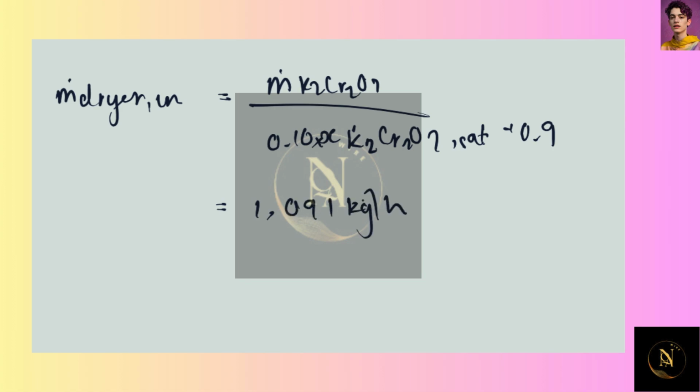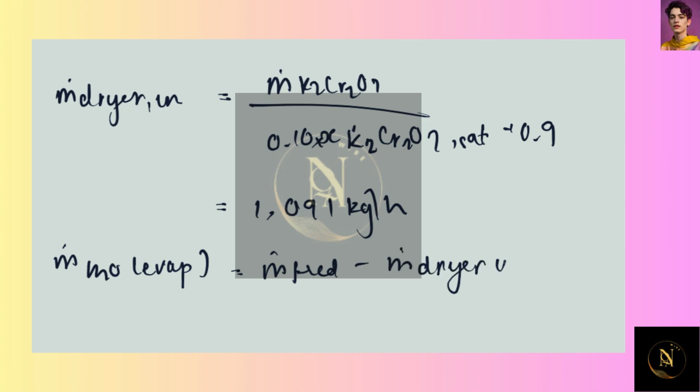So then the next thing we can take a look at is the mass flow rate of the water that is evaporated in the evaporator. So we have M dot H2O evap, which is equal to M dot feed take away M dot dryer in. So we've calculated these two numbers. We have 4,762 subtract 1,091. So we get a value of 3,671 kilograms per hour.